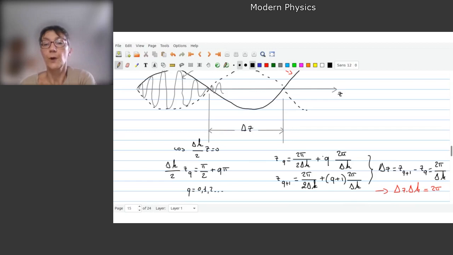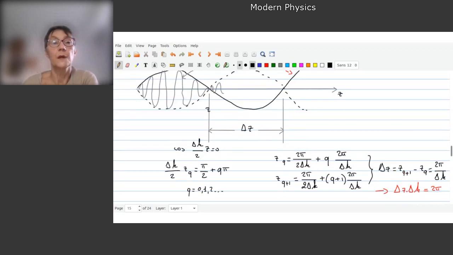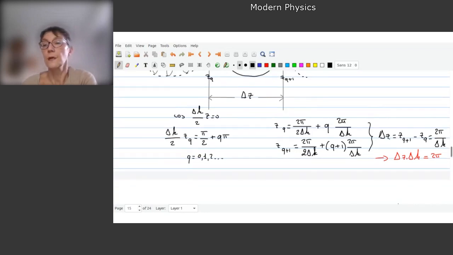So it's 2 pi over 2 delta k times one half plus q. This q is an integer, a quantum number. And if you write the next one for q plus 1, you will have the same expression with q plus 1. So this is z_q and this is z_(q+1). Delta z is the distance between the two nodes, and so you show that delta z is equal to 2 pi over delta k. And so you have this product, delta z times delta k, equal to 2 pi.